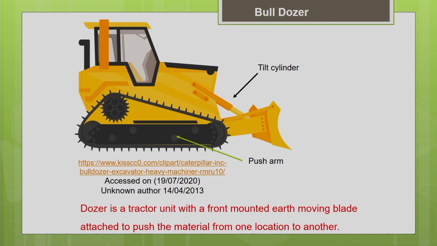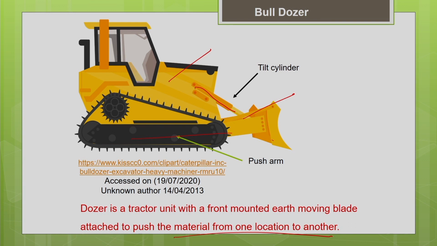Most of you might have seen the bulldozer. It is basically a tractor unit connected to an earth moving blade. With the help of this blade, you can push the material from one location to another. There are possibilities of different types of connection between the blade and the tractor. Here you can see one type of connection, a tilt cylinder and pusher arm arrangement. With this you can adjust the blade movement.